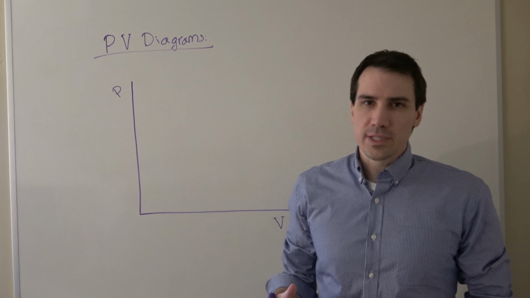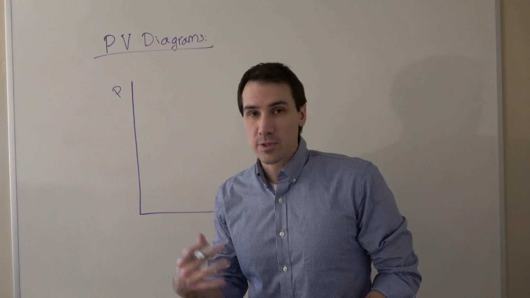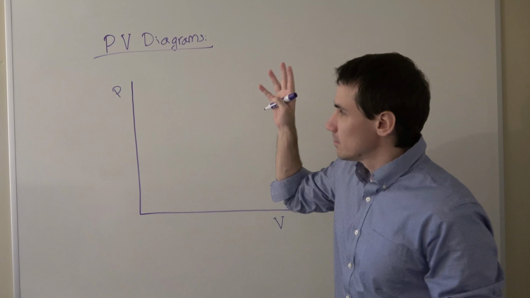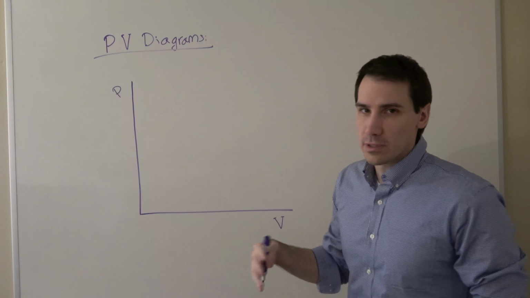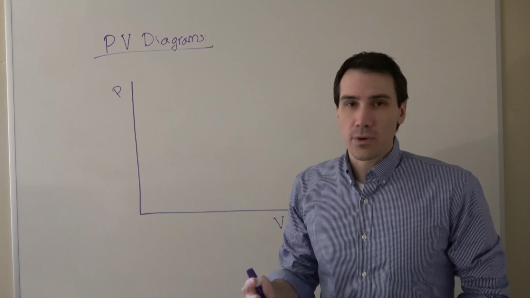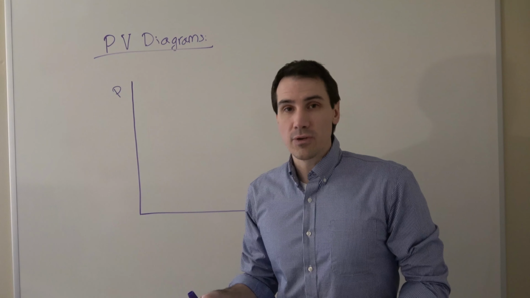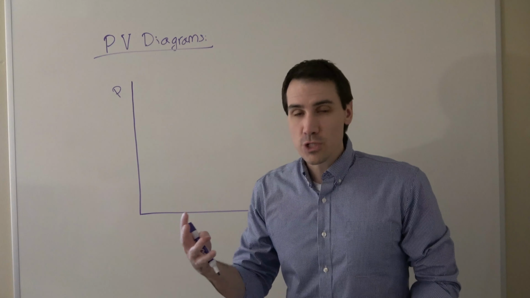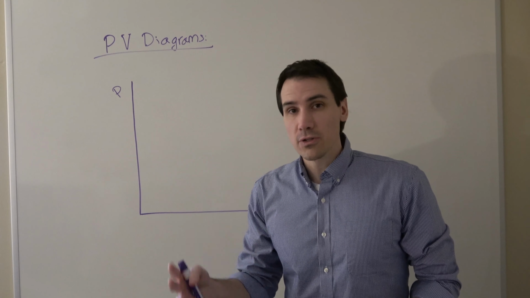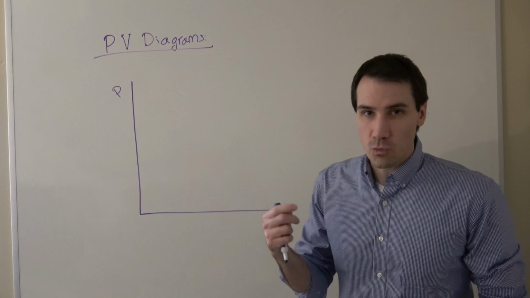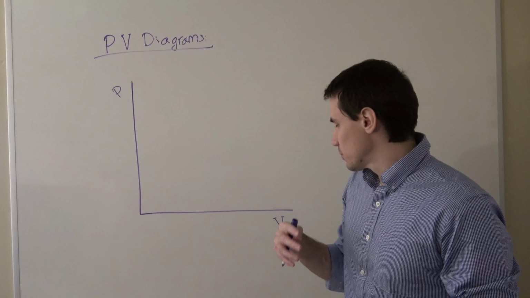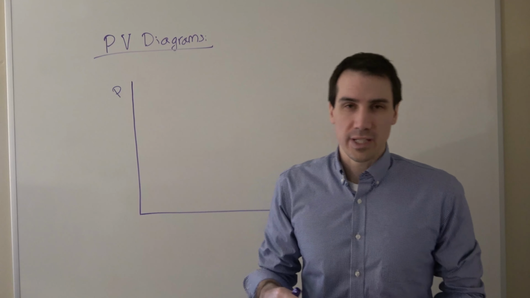In this video, we're going to look at PV diagrams, pressure volume diagrams. So these are a plot of the pressure versus the volume of some substance. And the most important thing that we are going to get out of PV diagrams is that they are going to allow us to visualize the relationship between pressure and volume and allow us to calculate the work done through some process, particularly expansion or contraction of a gas.